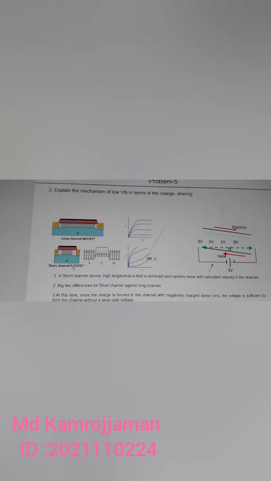At this time, since the charge is formed in the channel with negatively charged acceptor ions, the voltage is sufficient to form a channel without a large gate voltage.